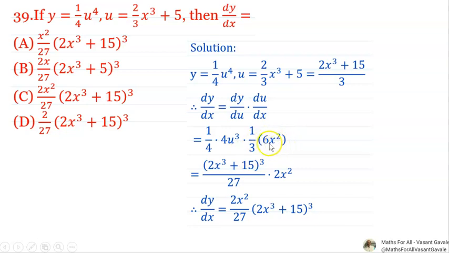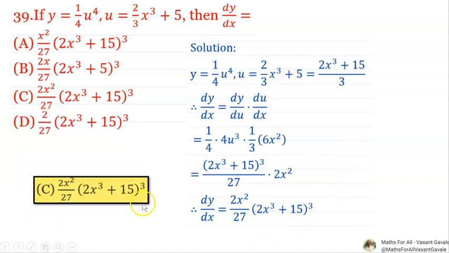And after this simplification, overall what will we get here? 2x square. The 4 here cancels. What value did we get for u cube? That is 2x cube plus 15 upon 3. What is its value? 2x cube plus 15 bracket to the power 3 upon 27 into 2x square. And hence dy by dx is equal to 2x square upon 27 into 2x cube plus 15 bracket to the power 3. This is the answer. And hence option C is the correct one.